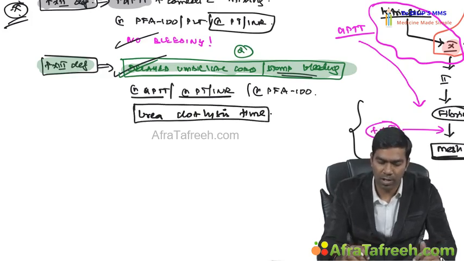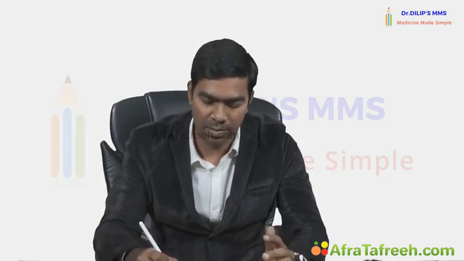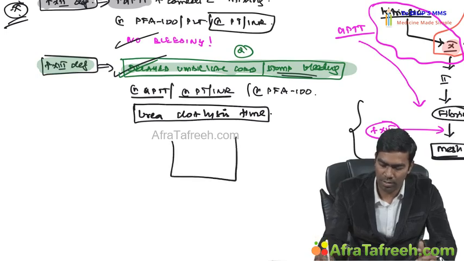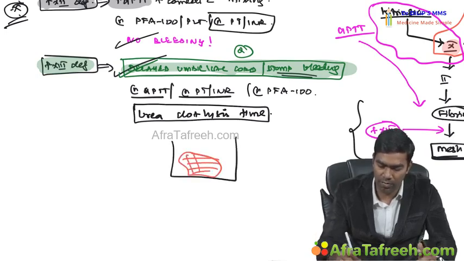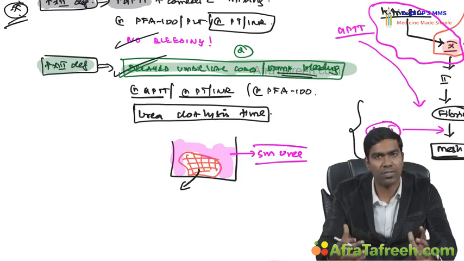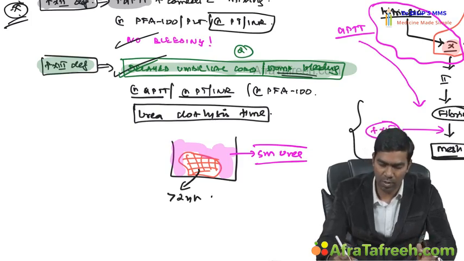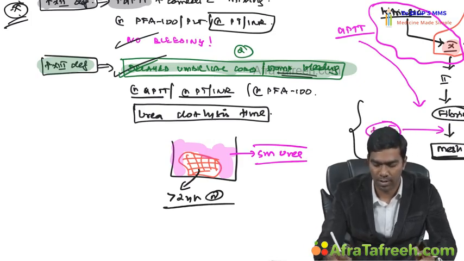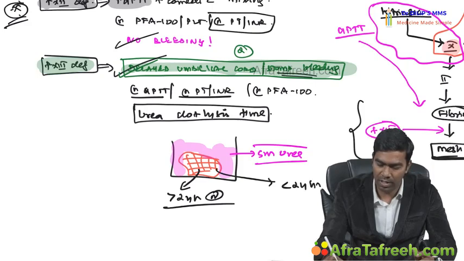So what do you mean by urea clot lysis time? Typically, if you add urea to the clot, for example, a clot is already formed here, and if you add a 5 molar solution of urea, this urea will slowly start dissolving the clot. If the fibrin meshwork is stable, it takes at least more than 24 hours to dissolve the clot. Suppose it dissolves within 24 hours, which means the fibrin meshwork is defective, and that is suggestive of a factor 13 deficiency.